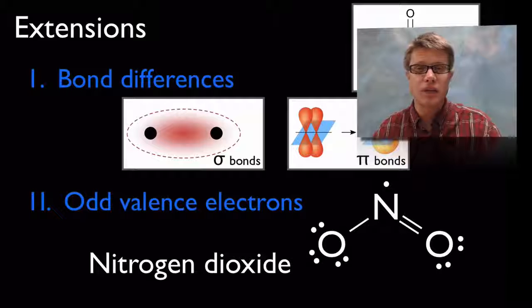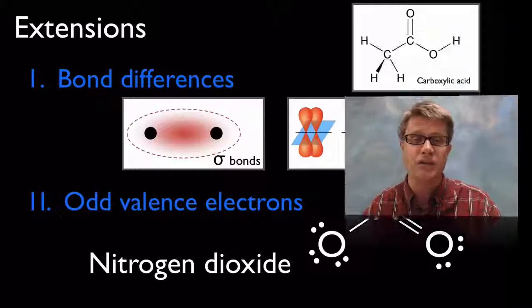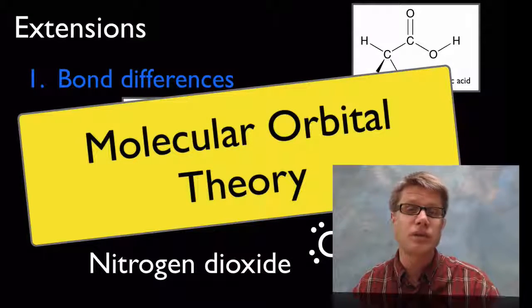Also, sometimes the math doesn't add up. In other words, we're going to have an odd number of electrons. So how do we add these pairs if we're adding one single electron? So nitrogen dioxide is actually going to have a Lewis structure like this, but it's going to have one single electron out here. So we call that a free radical.